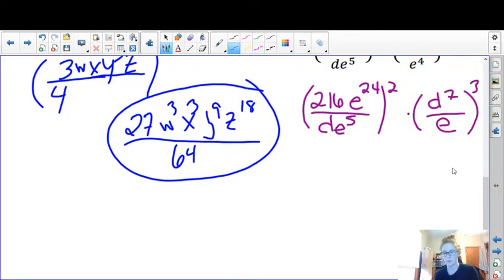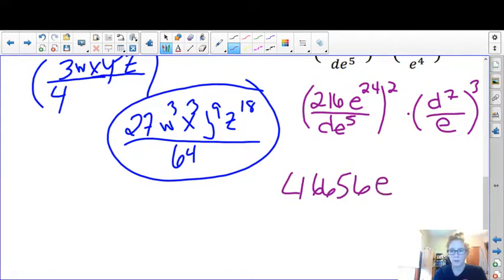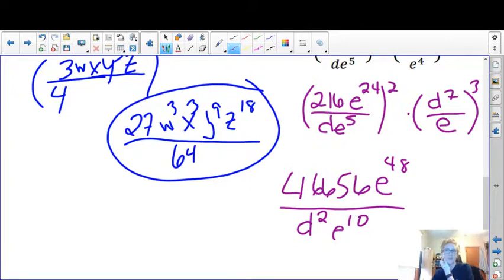216 squared is 46,656, e to the 48. Over d squared, e to the 10th. I should have simplified that first, but it's fine. You don't have to, I can simplify now. Times d to the 21st, e to the third.